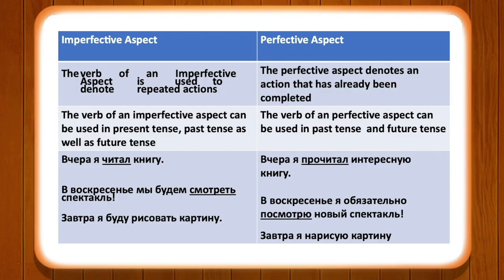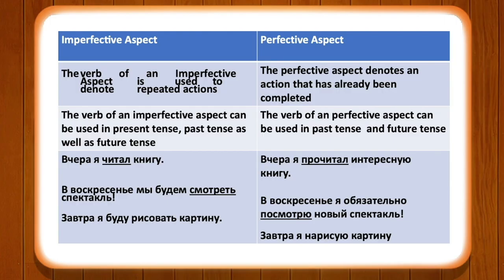In case of using the perfective aspect, в воскресенье я обязательно посмотрю новый спектакль. The use of the perfective verb посмотреть indicates that the action will take place in future, as well as that there is a guarantee that the action will be done. So, в воскресенье я обязательно посмотрю спектакль would mean that on Sunday I will definitely watch a new play.